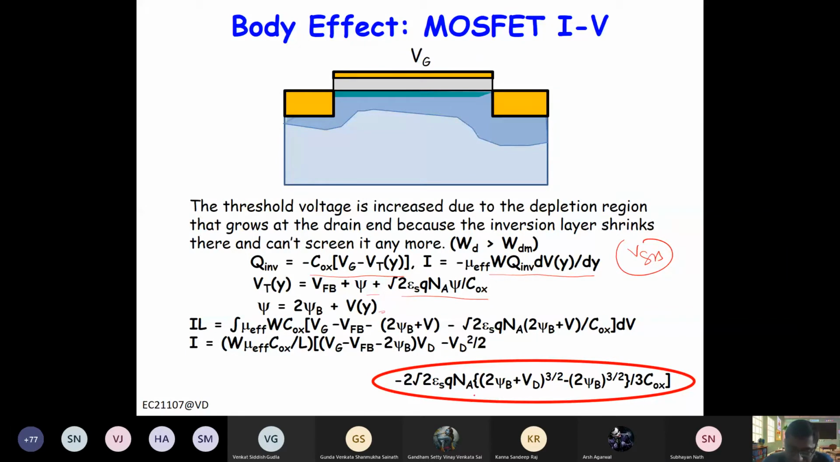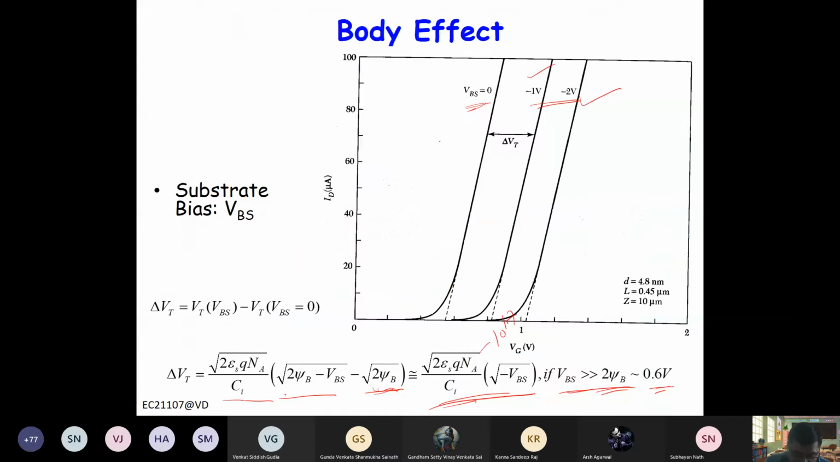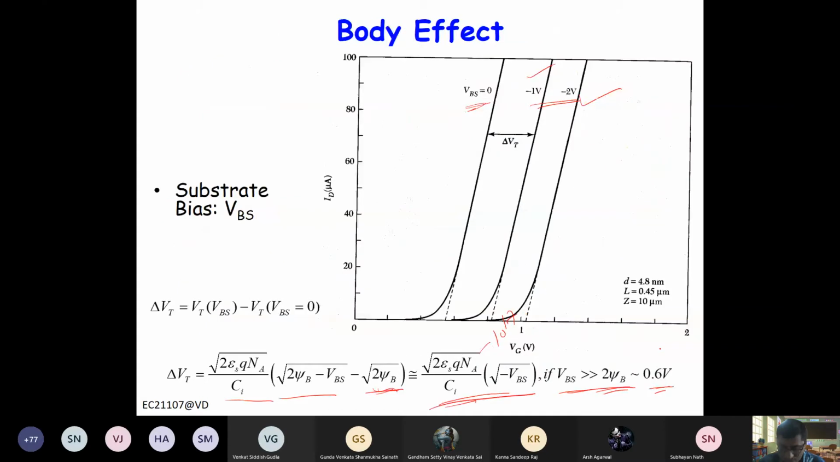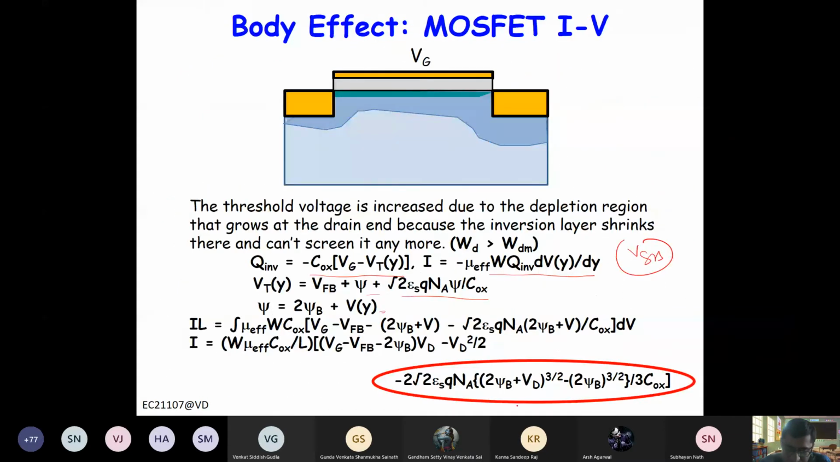So we are including this charge term here, which is dependent on Vy. Instead of VBS, we are taking Vy here. Then we have to integrate. If you integrate with dV, what you will get is V to the power 1 by 2, so the integration will be V to the power 3 by 2. Because the integration limit is from 0 to VDS, for 0 you have only 2 psi b, for VDS you have VD plus 2 psi b.